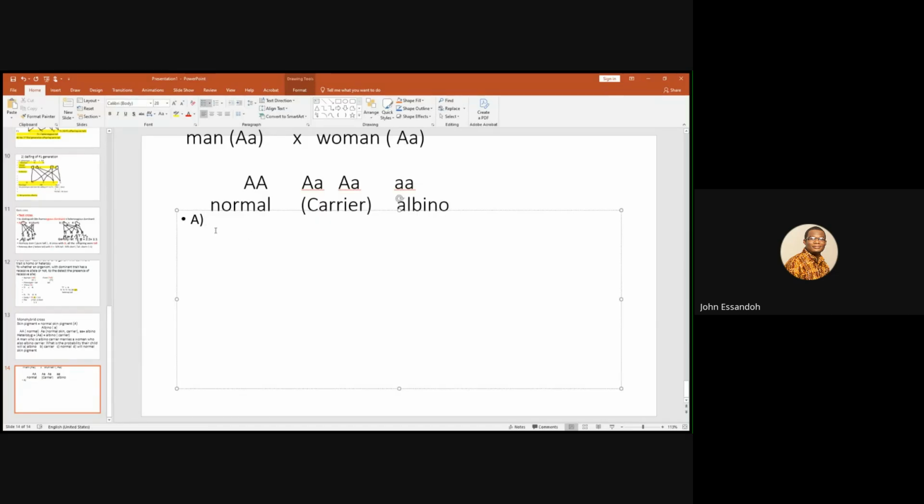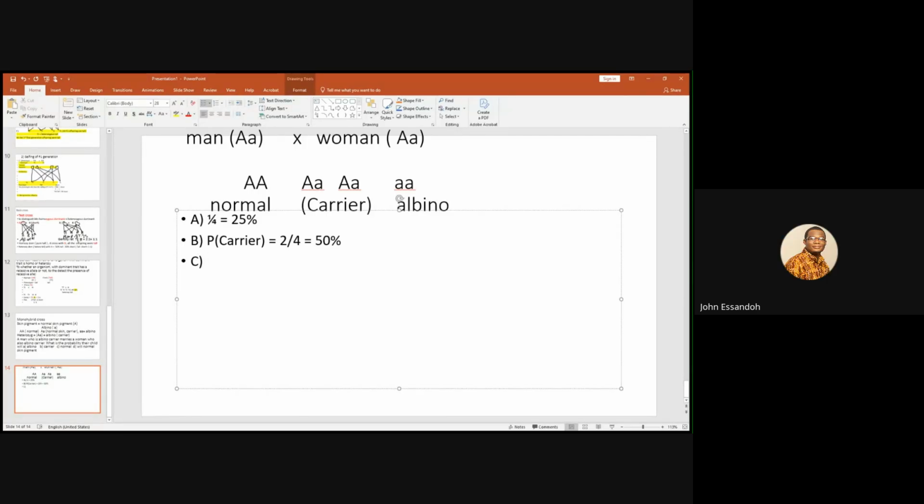So what's the probability of having a child who is albino? So albino will be 1 over 4, which is equal to 25%. And then B, carrier. So probability of carrier is 50%. It's 2 over 4, giving us 50%.